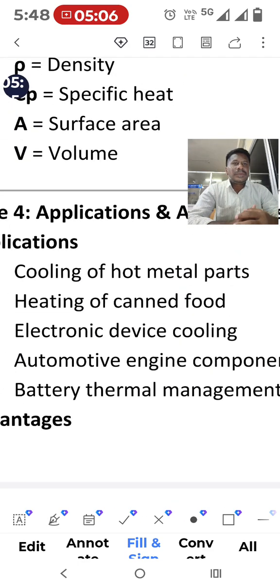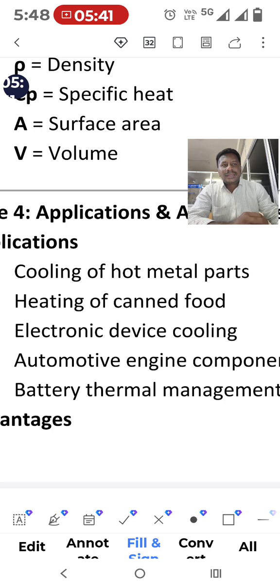Now we will see some applications and advantages of lumped heat analysis. Applications include cooling of hot metal parts, heating of canned food, electronic device cooling, automotive engine components, and battery thermal management. Some advantages are a simple mathematical model, easy calculation of heat transfer or heat loss, less computational time, quick calculation of the rate of heat transfer, suitability for small objects, and wide use in engineering design.